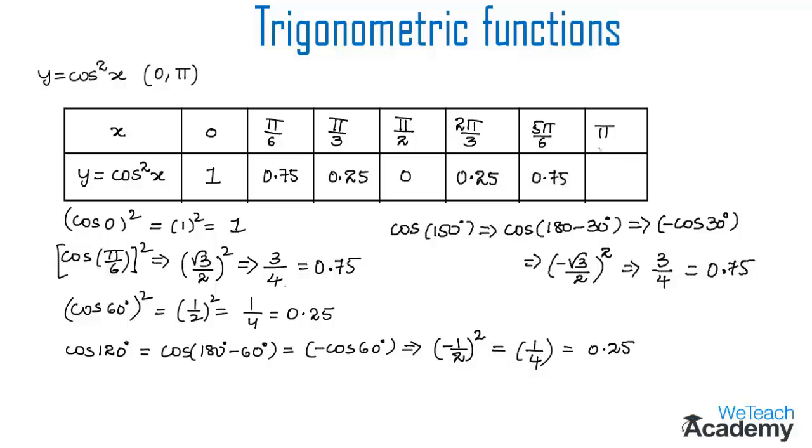And then the next radian is pi, which is 180 degrees. We already know the value for cos 180 degrees, which is minus 1. In order to find the value for cos square 180 degrees, let us square this value. We get minus 1 whole square, which is equal to 1. Hence we get y equal to cos square 180 degrees, which is equal to 1.